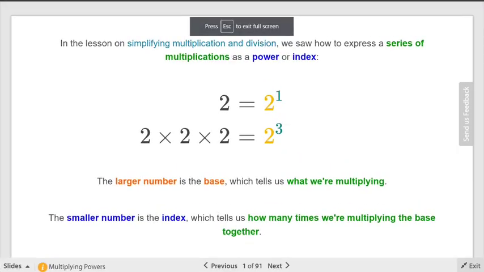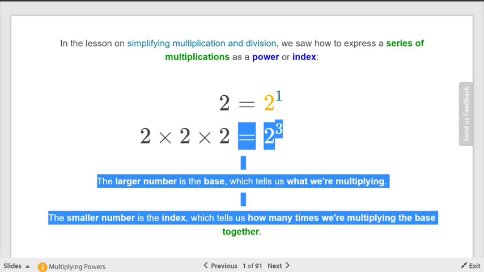So in this lesson, we're going to talk about multiplication and division. We're going to save the division for later. We're just going to focus on the multiplication. So your assignment on there is just the multiplication. One of the things you need to understand is exponents. So we talked about that.